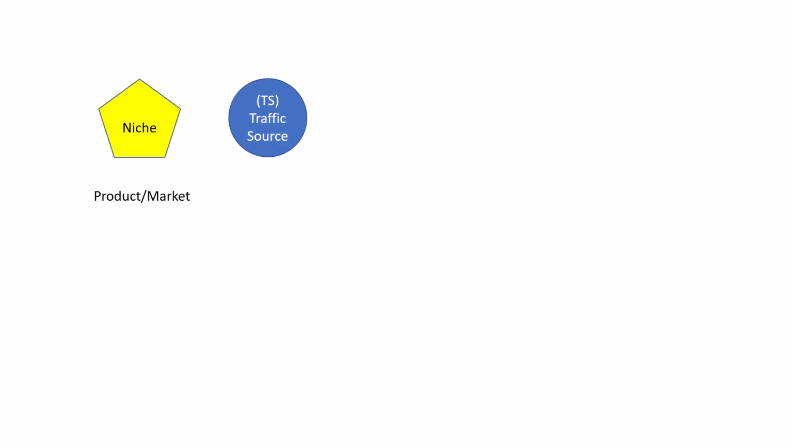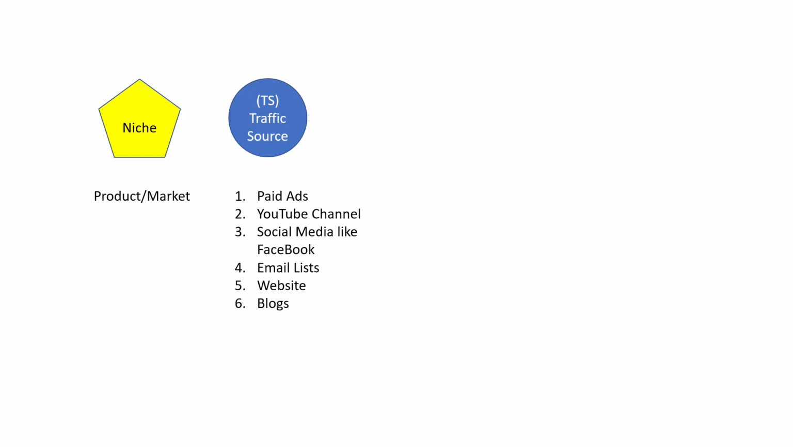In affiliate marketing, this is called TS or traffic source. Some traffic sources would be paid ads, YouTube channel, affiliate link videos, social media like Facebook, email lists, websites, landing pages, free offers, free trials, capture emails, and blogs. You should have a website.